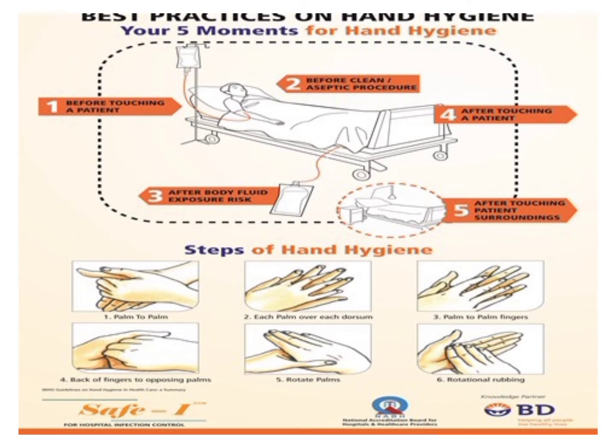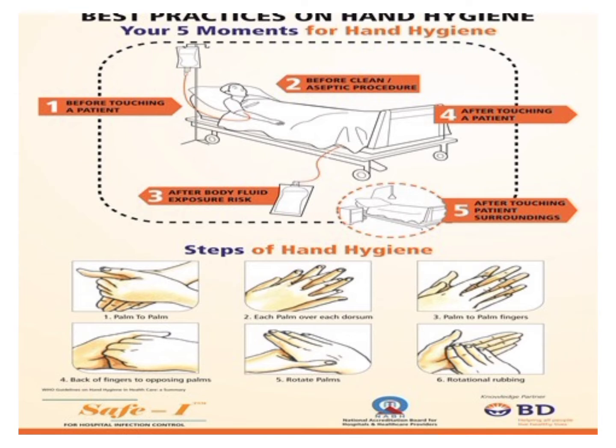There are 5 moments of hand washing: before touching a patient, before doing any aseptic procedure, after contact with blood and body fluids, after contact with the patient surroundings, and after touching a patient. These are the 5 important moments we should follow in the hospital, and there are 6 steps of hand washing.